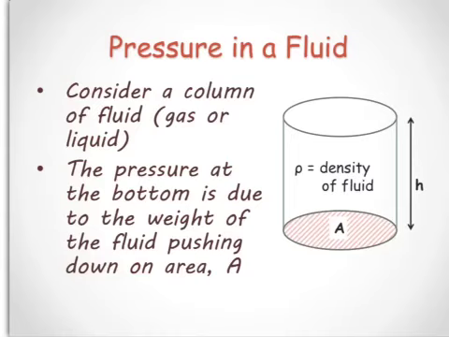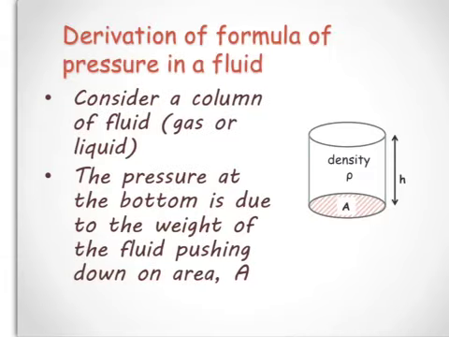Consider a column of fluid like this in cylindrical shape. The pressure at the bottom here is due to the weight of the fluid above it pushing down on this area A. Now we come to derivation of the formula of the pressure in the fluid. I've already read all this on the previous slide. Once again, here's a column of fluid of density ρ and base area A, and the height is h.